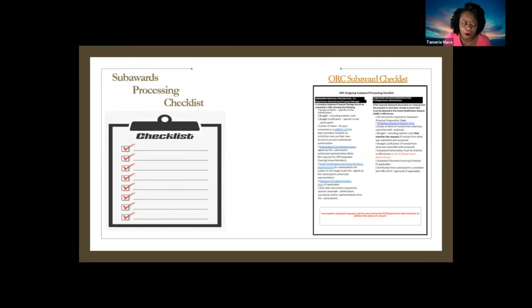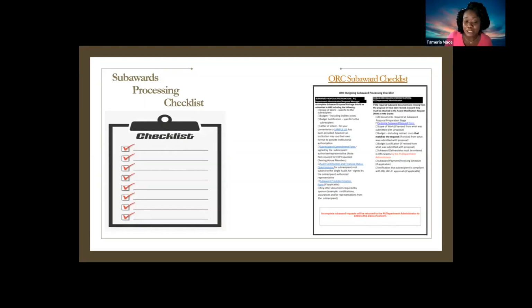Different RFPs require different information. So I think that would just depend on what you're submitting and how you're submitting that application. So you would have to follow those guidelines of your proposal. And just to follow up that question, yes, they meant system to system.